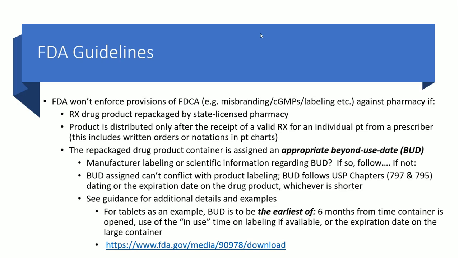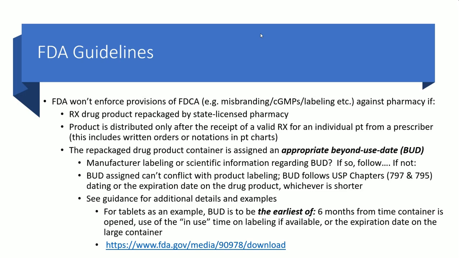So the beyond use date assigned, first of all, can't conflict with anything in that product labeling. So first of all, does it give a date? But then also it might say you can't repackage in a certain type of container, so you also have to watch for anything like that in the labeling. Then you need to follow USP chapters 797 and 795 to determine the beyond use date. Basically, you use that date or the expiration date by the manufacturer, whichever is shorter. So if you have an expiration date of a drug which is good for 2 years, and whatever standard you're using, let's say, is a year, well, obviously you would use the year because that's before the 2 years.